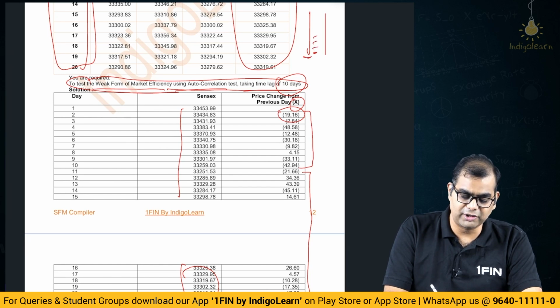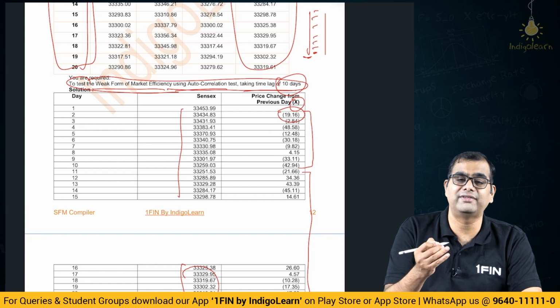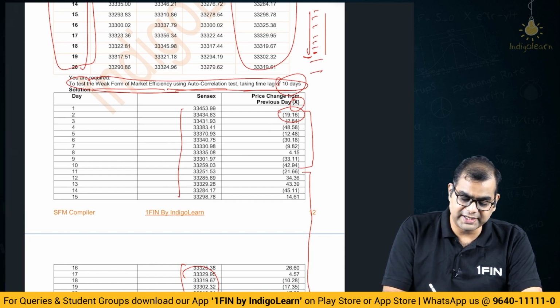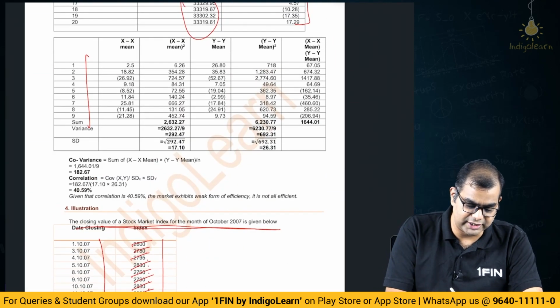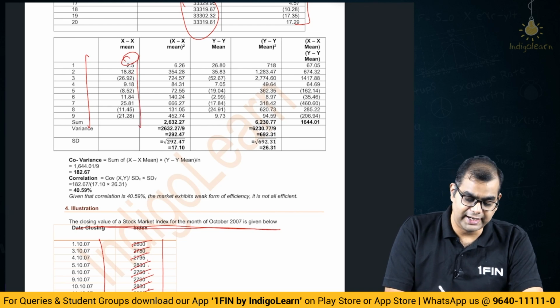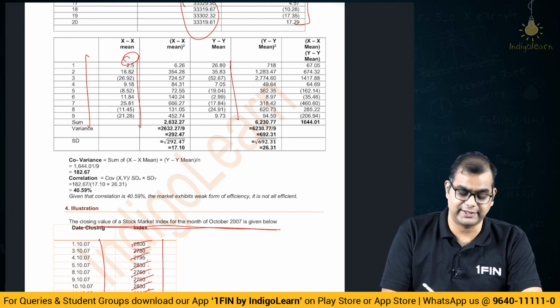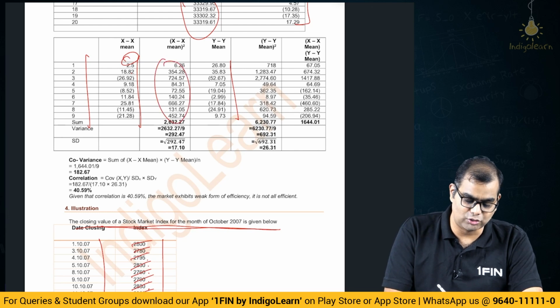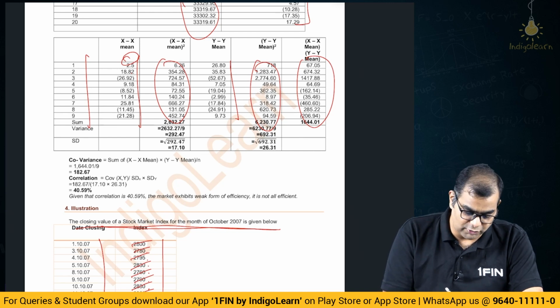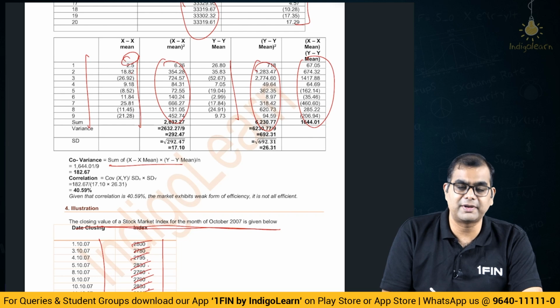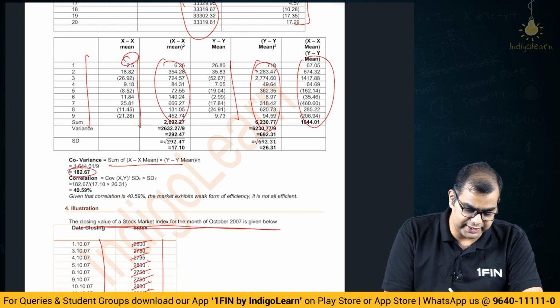Then you count the number of changes. Because you are putting 10 points, you will have 9 price changes. For all those price changes, find the average. Then subtract the average from each price change. When you do, you get values like 2.5, 18.82, and so on for the first data set, and 26 and so on for the second set. Then you compute (x minus x bar) whole square, (y minus y bar) whole square, and also (x minus x bar) into (y minus y bar). Why do you need this? Because you need to find the covariance. Covariance is the sum of (x minus x bar) into (y minus y bar) divided by n. You get a value of 182.